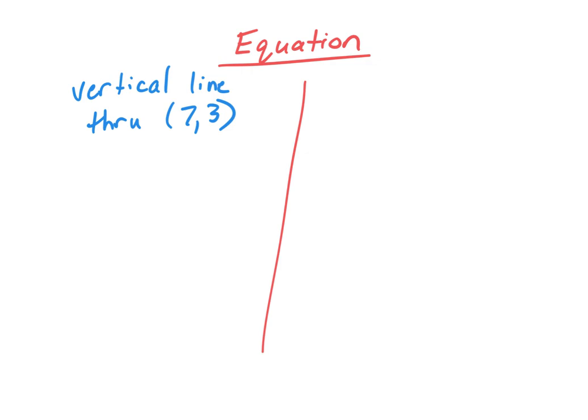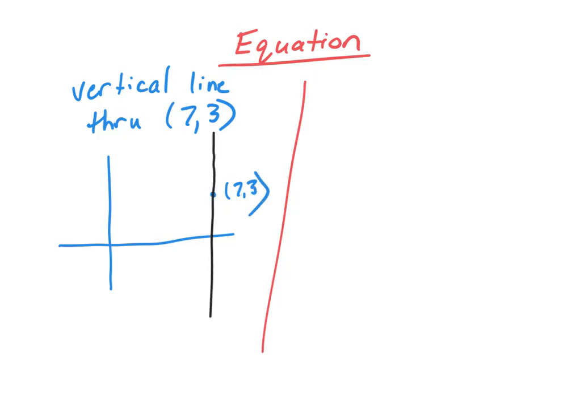Okay, and if you don't remember it, or just to kind of understand what's going on here, if we went over 7 and up 3 and said here's the point 7, 3, and I graph that line. Here's one of the reasons why I like to graph this, is because we can't put undefined into the equation.